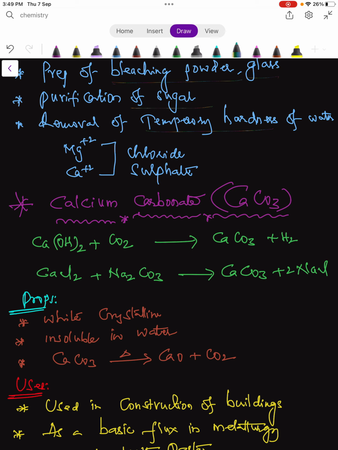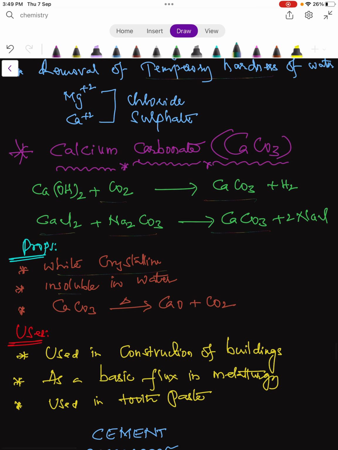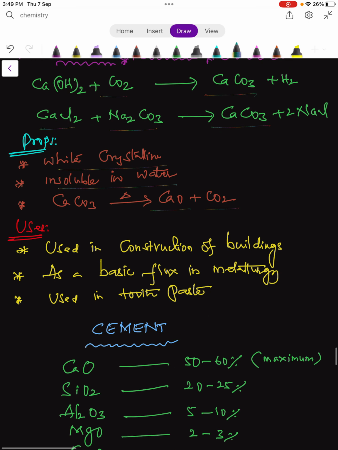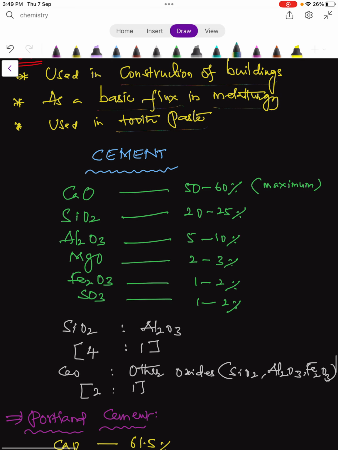Calcium hydroxide, when treated with carbon dioxide, forms calcium carbonate. When calcium chloride is treated with sodium carbonate, calcium carbonate is formed, and it is a white crystalline substance, insoluble in water, and decomposes to calcium oxide and carbon dioxide. Its uses are: it is used in the construction of buildings, as a basic flux in metallurgy, and in toothpastes. Let us see cement.